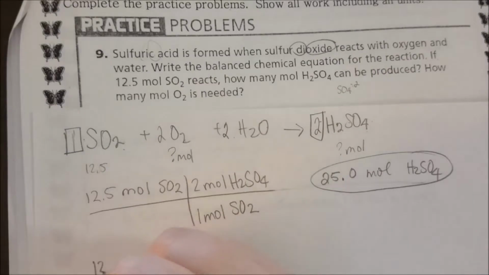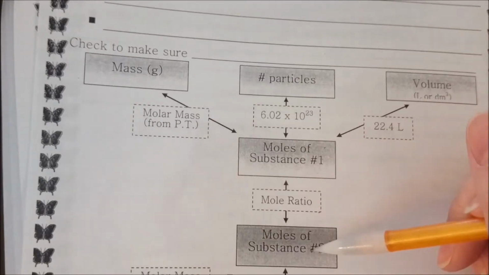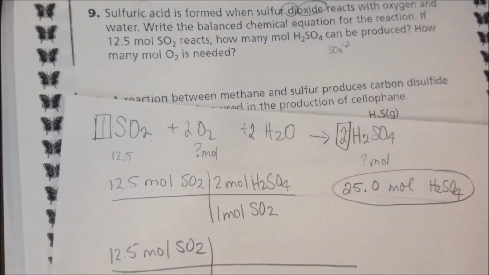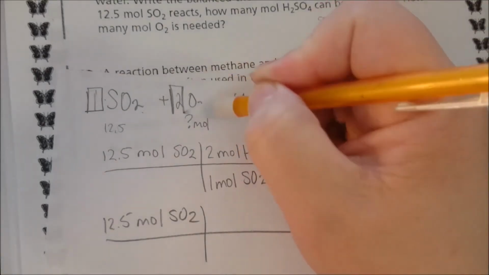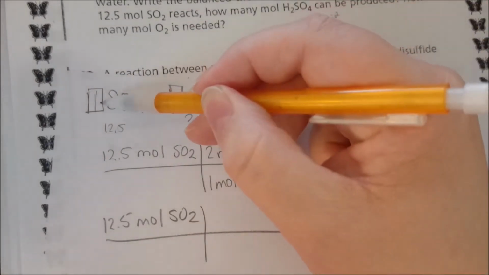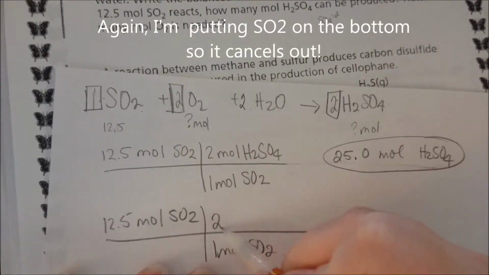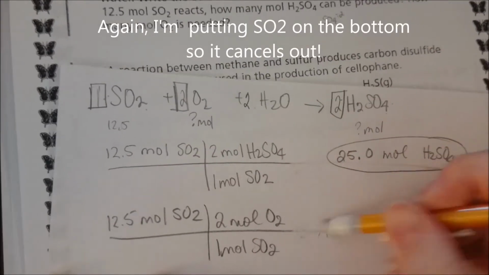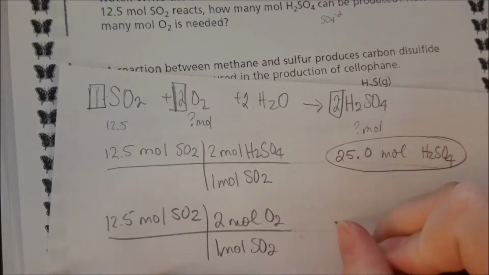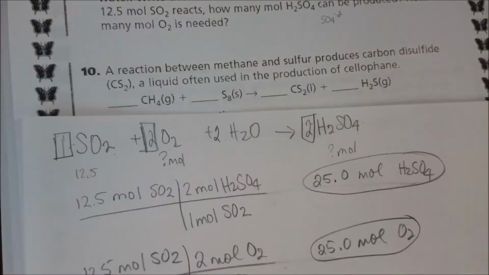So you're going to always start out the same way. You're going to start with what they give you. And notice we're going from moles of substance 1 again to moles of substance 2. So we're doing the exact same thing. We're going to do the mole ratio. And the mole ratio in this case is 1 mole of sulfur dioxide to 2 moles of oxygen. And that's the only step. So again, our answer is 25.0 moles of oxygen. Let's do number 10.